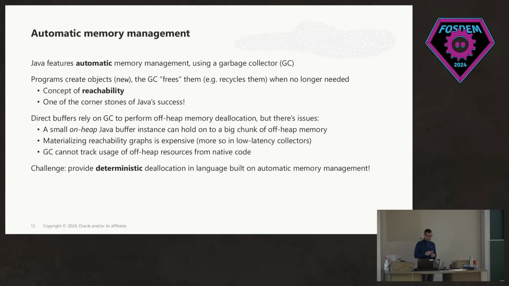So that's a problem. Another problem is that the garbage collector doesn't have knowledge about the off-heap memory region that can be attached to a direct buffer. The only thing the garbage collector sees is a very small byte buffer instance, like, I don't know, 16 bytes or something more, but it doesn't see that maybe there are 4 gigabytes of off-heap memory attached to that, so there's no way to prioritize that collection.